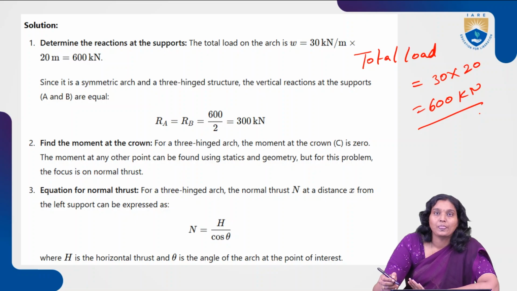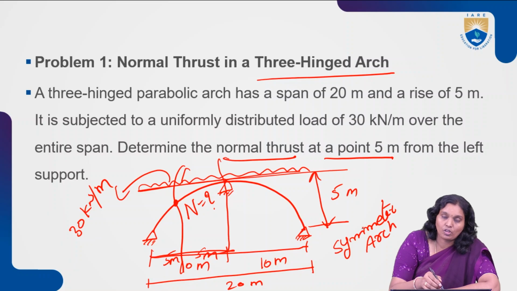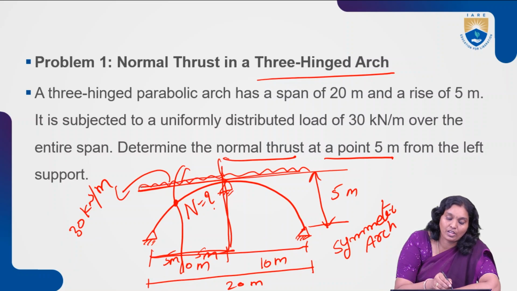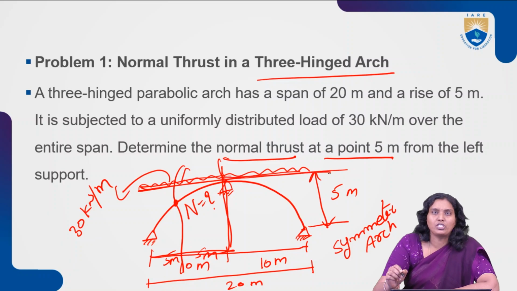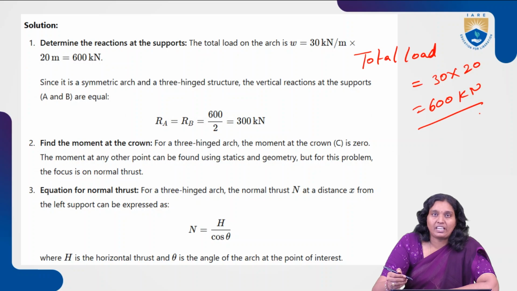Since it is a symmetric arch like the previous one, it is also a symmetric arch, because the load conditions are similar. At the midpoint everything is similar. From here to here the load is there. Uniformly distributed load is over the entire span. That's why it is a symmetrical arch.